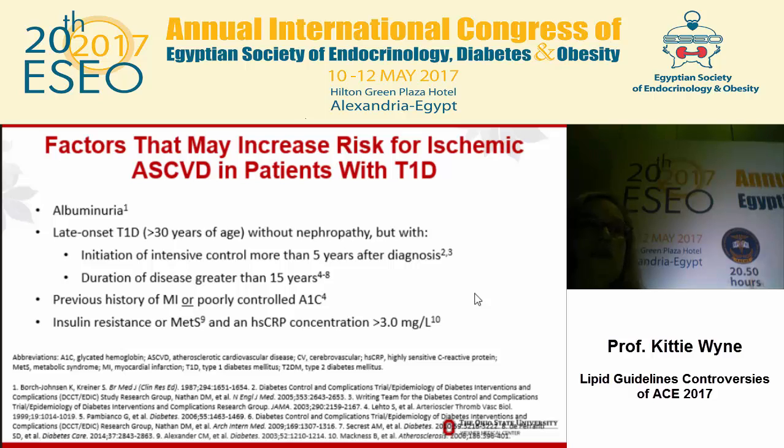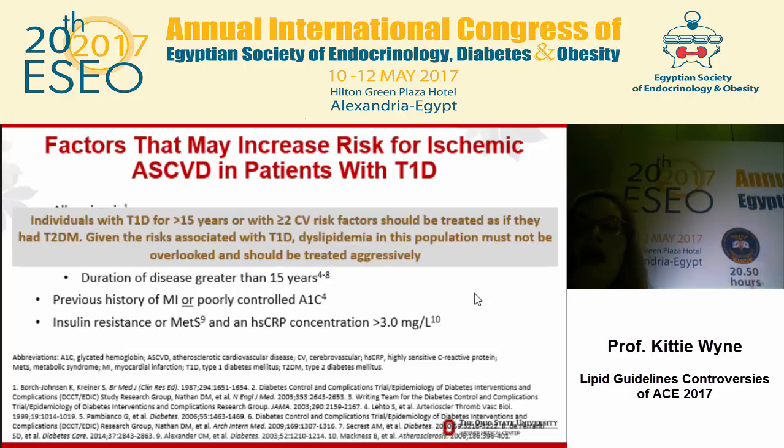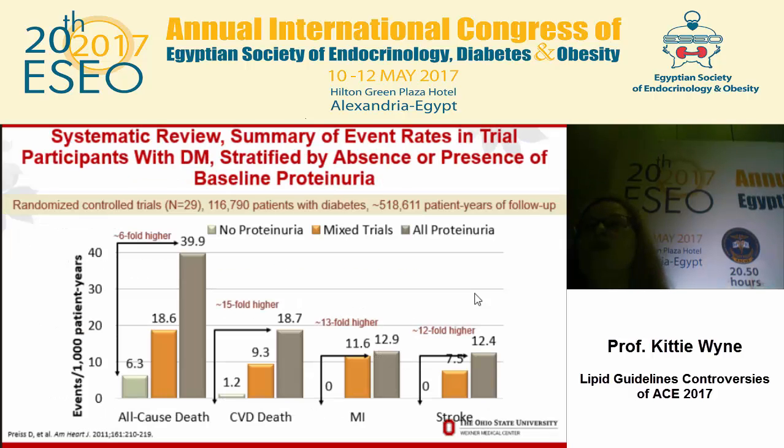Furthermore, if they're insulin resistant with metabolic syndrome or have a marker of inflammation, such as an elevated hsCRP, you should then consider these to be either very high risk or extreme risk. And so we really wanted to highlight that this group needs to be treated aggressively and should not be overlooked despite their age. Now, why the albuminuria?